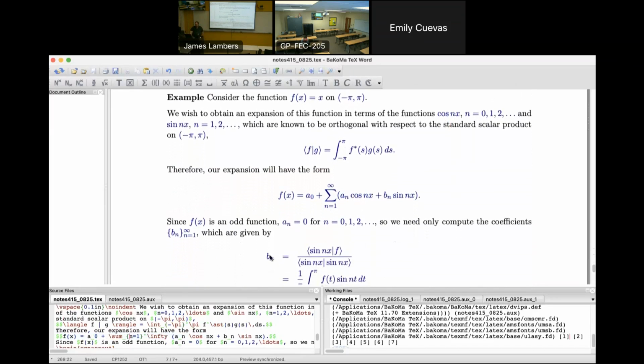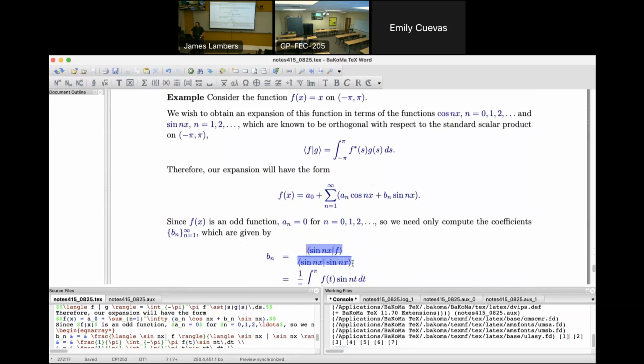So here are my coefficients, because the sines are orthogonal, not orthonormal, just orthogonal. So I can't bother to normalize it. So here's my general formula for coefficients. Scalar product with f divided by scalar product with itself for each basis function.